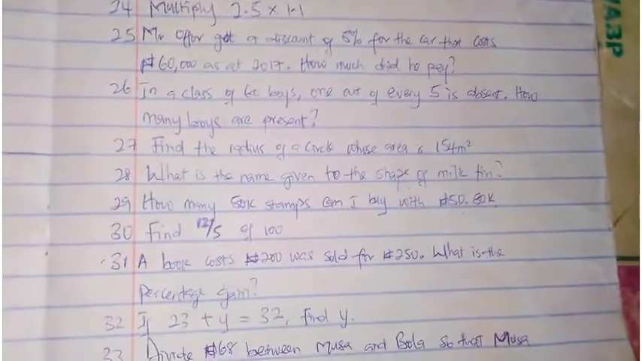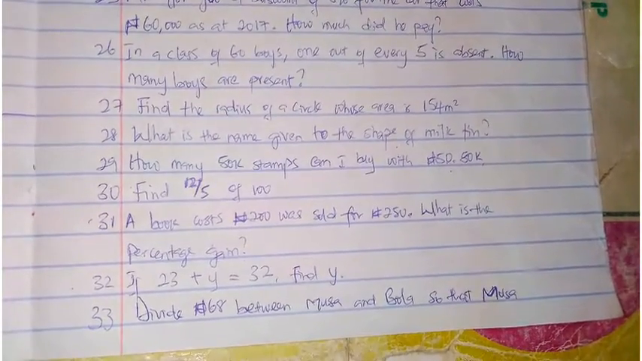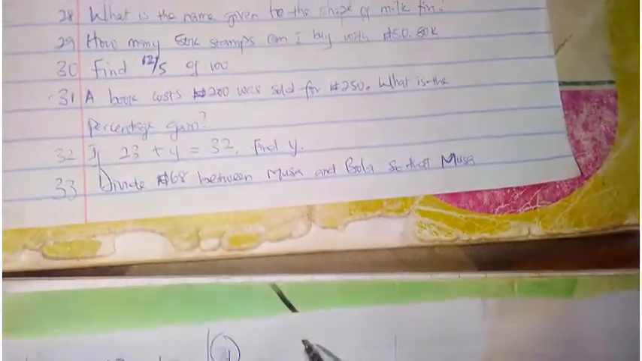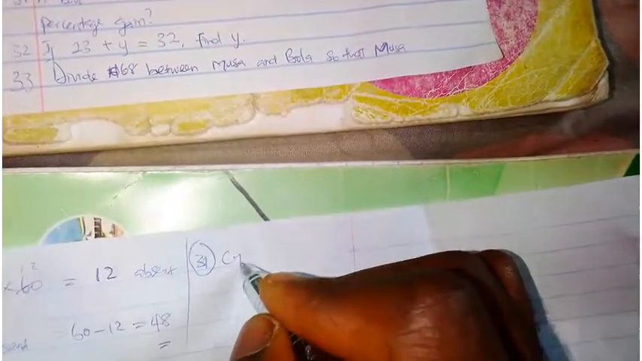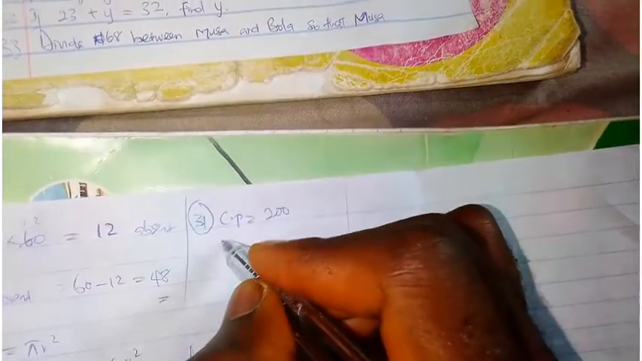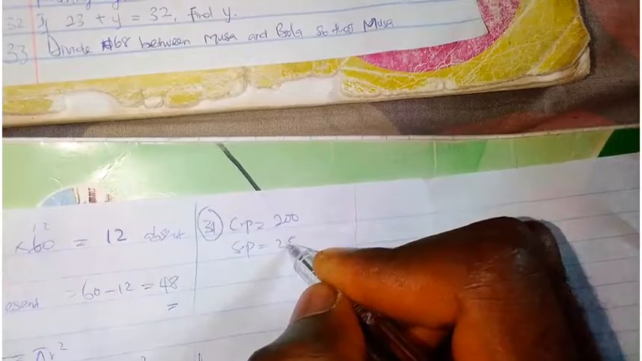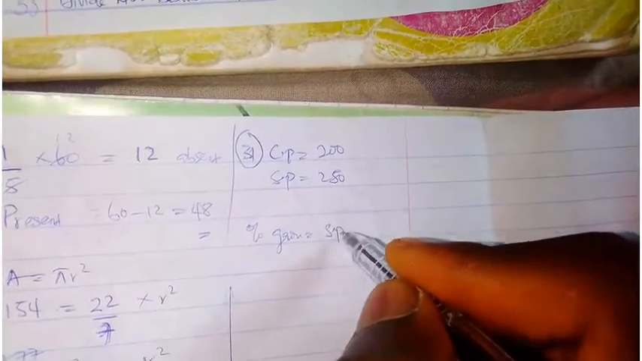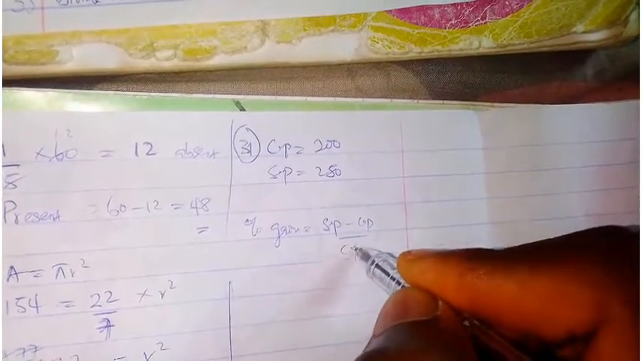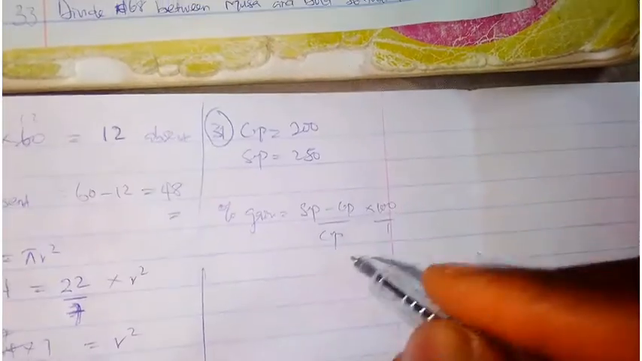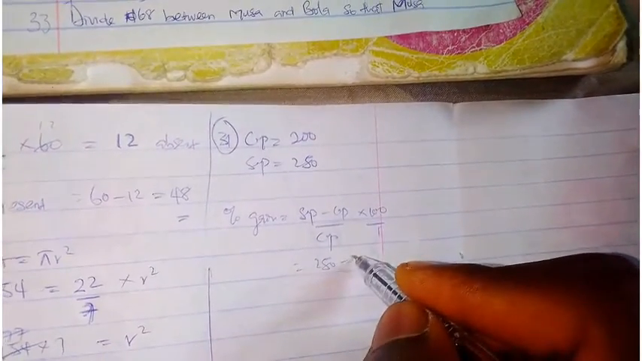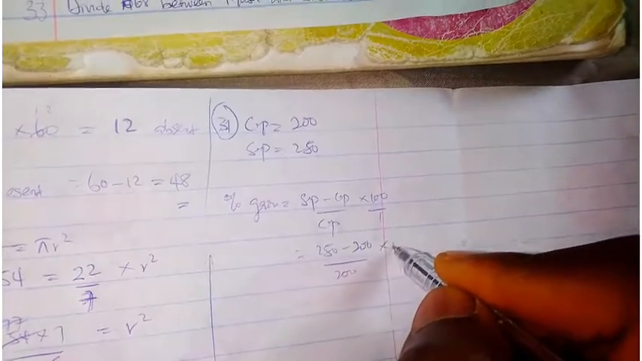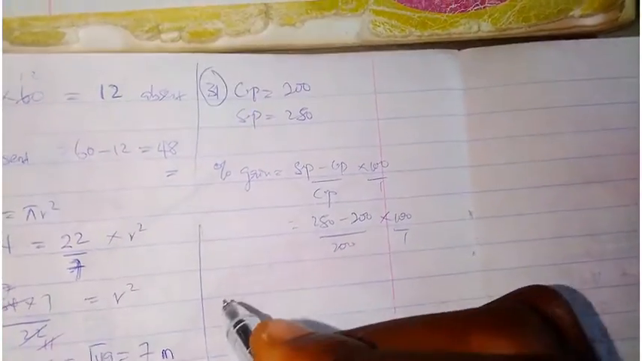Number 31 question says, a book cost this, was sold for 250 naira. What is the percentage gain? A book cost price CP is 200. Selling price is 250. To get the percentage gain, percentage gain equals selling price minus cost price over cost price times 100 over 1. That is 250 minus 200 over 200 times 100 over 1. Whatever it gets is your answer.